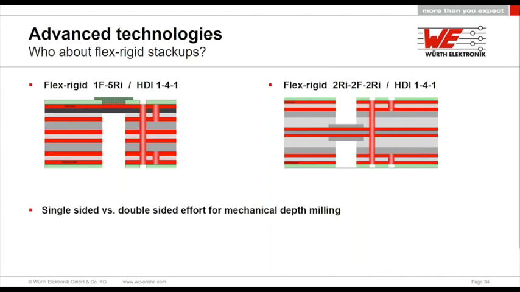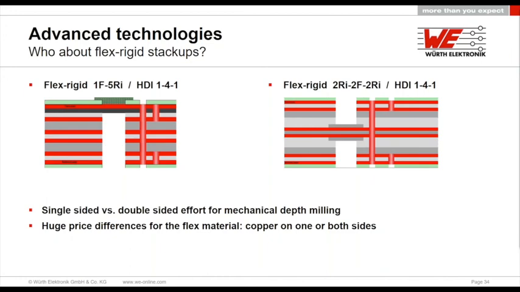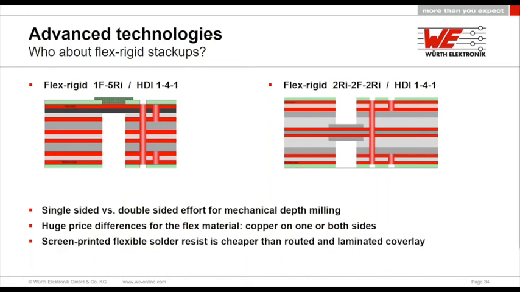Well, to realize this flexible area on the right side, we need to go 2 times onto the routing machine. The routing always takes place from the top. So we have to do the routing from the top, and on the right side, we need to turn the manufacturing panel so that we can route from the bottom as well, because then the bottom is turned up. On the left side, we have just this one depth milling process. Then we have a difference in material price, because on the left side, we only have 1 copper layer on the flex material, whereas on the right side, we have 2 copper layers on the flex material, and therefore the flex material is much more costly on the right side.